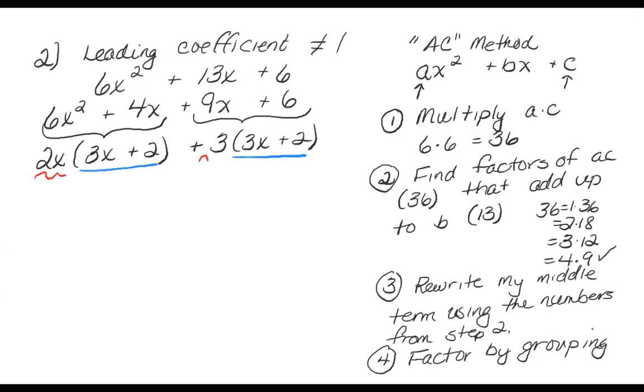And my other terms are here. So 3x plus 2 times 2x plus 3. And again, it doesn't matter what order you write those 2 factors in when you write your final answer. So we're trying to make use of that whole factoring by grouping idea to aid us in factoring trinomials.